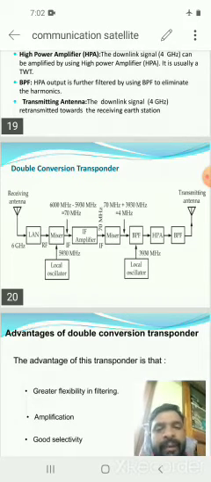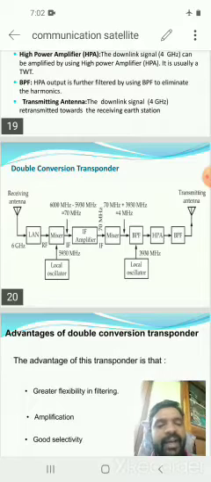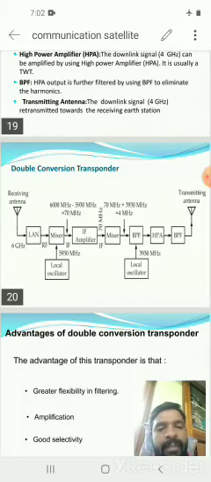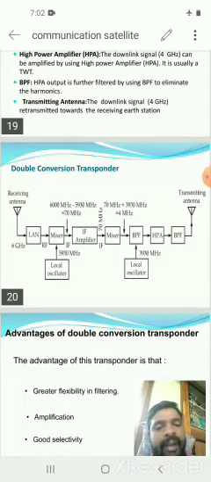Here the receiving antenna receives the signals from the earth station in the 6 GHz range. These signals are given to the low noise amplifier, LNA. This low noise amplifier eliminates the noise and amplifies the received signals, and the signals are given to mixer stage 1. The mixer and local oscillator are used to down convert the 6 GHz into the 70 megahertz range.